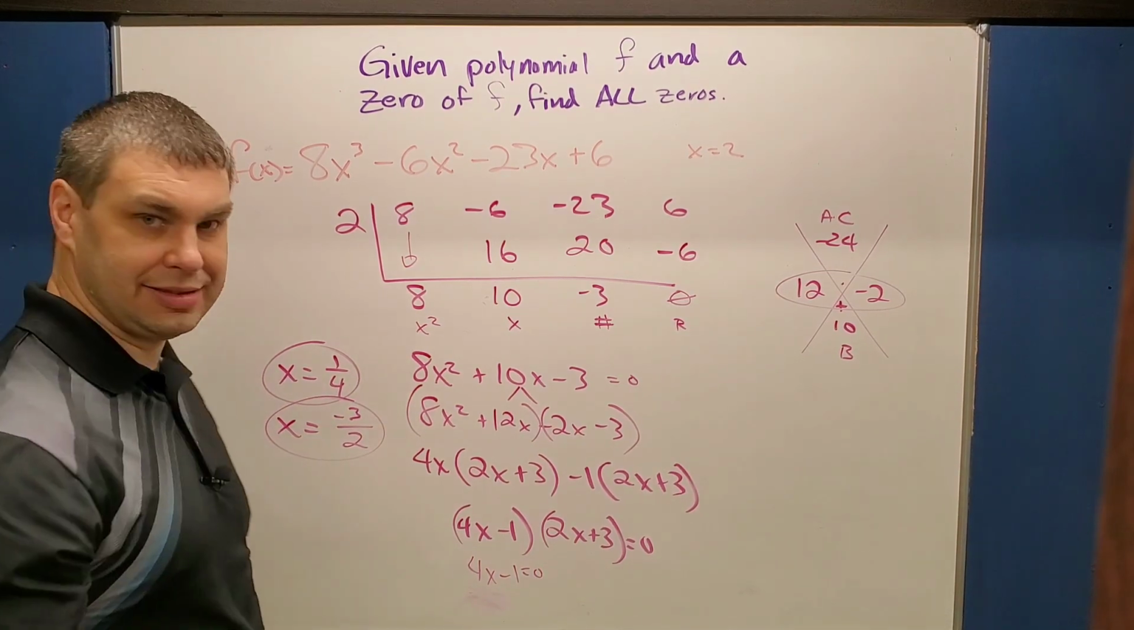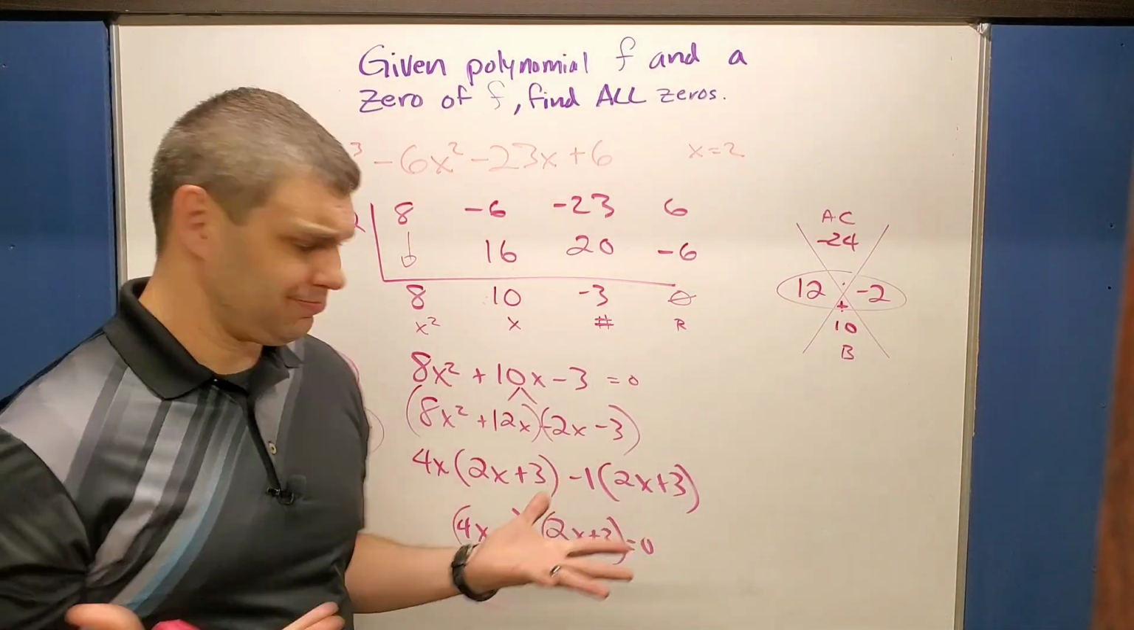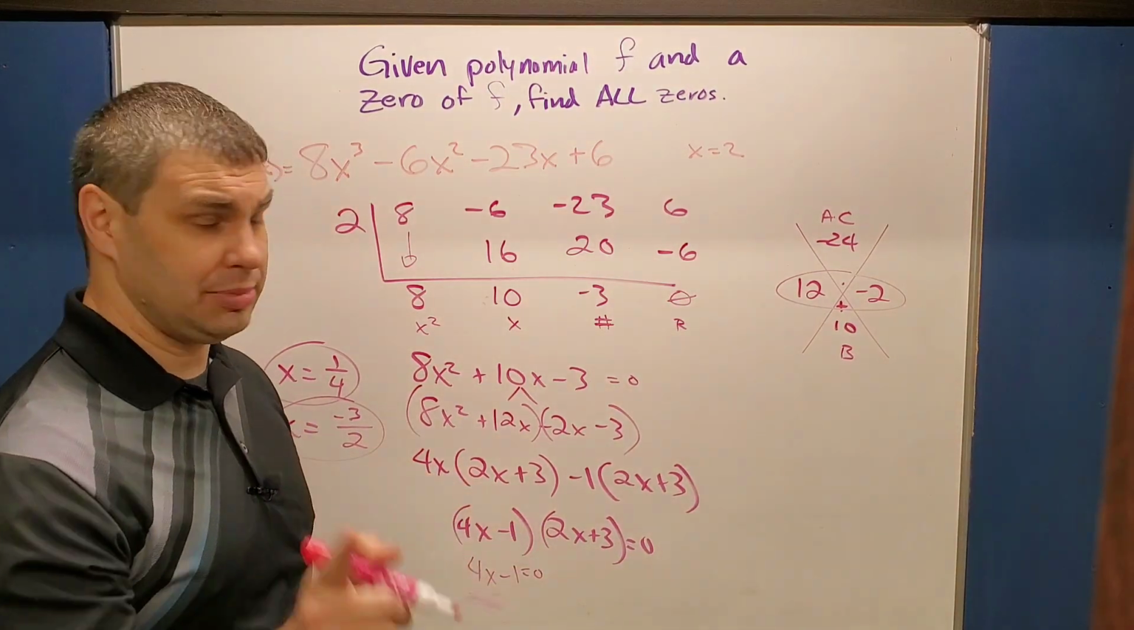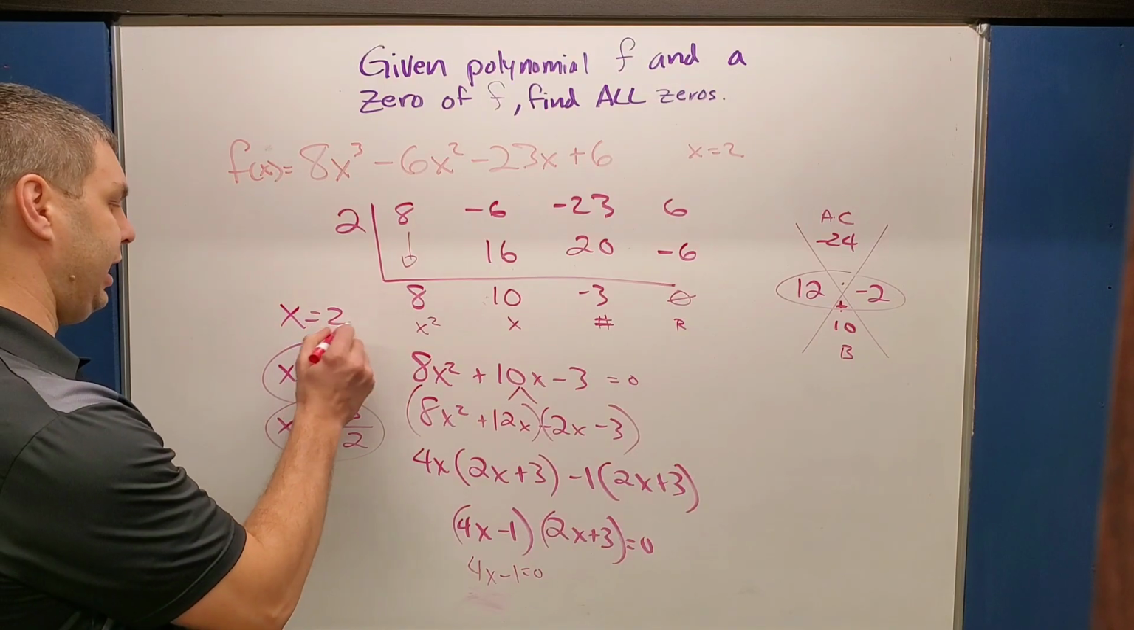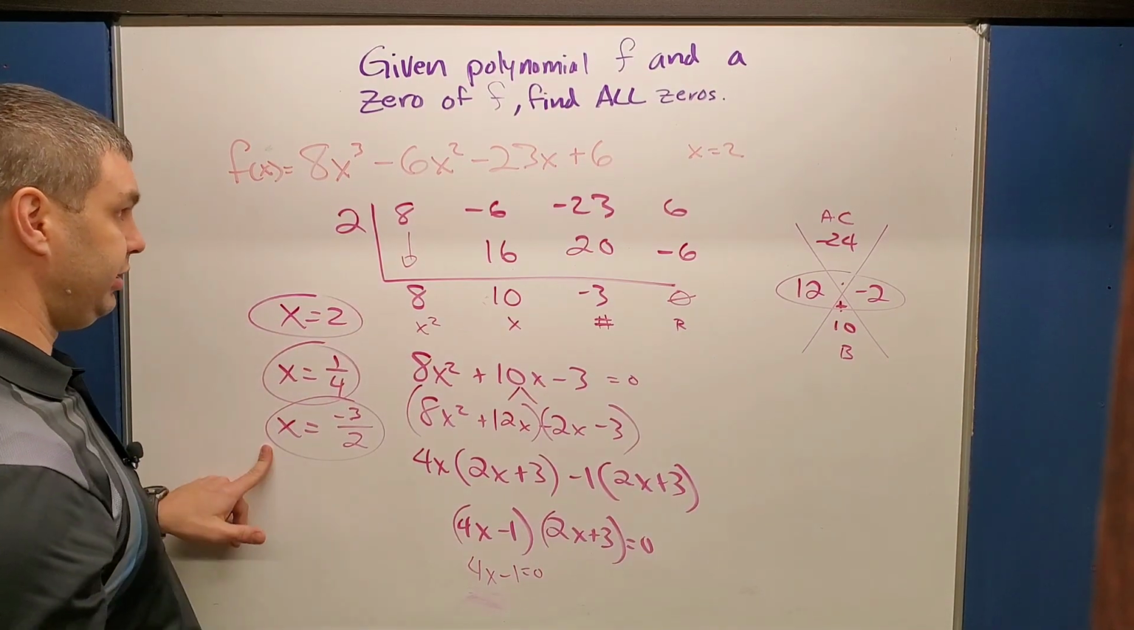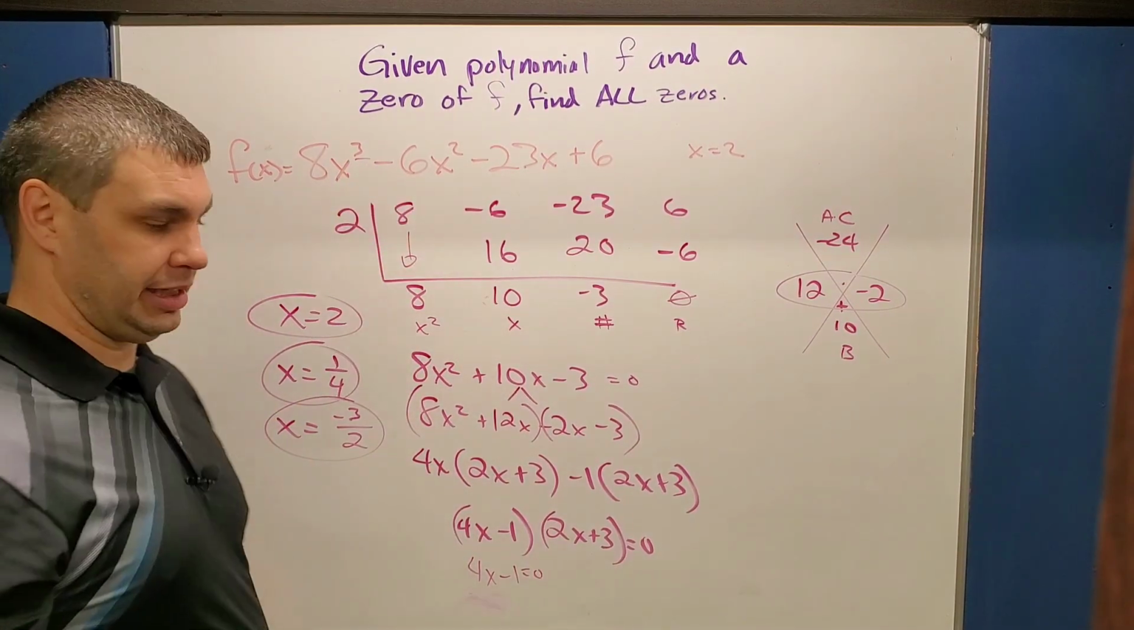But I said at the beginning of this that I need 3 zeros. So what's the third one? Where do I find it? Remember, they gave us one at the very beginning, x equals 2. So you can keep that as one of the zeros as well. Now I have 1, 2, 3, because this is a degree 3 polynomial.